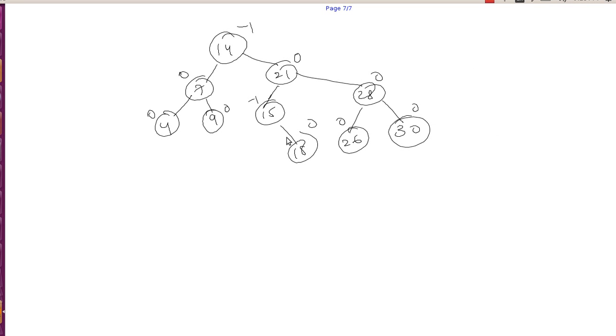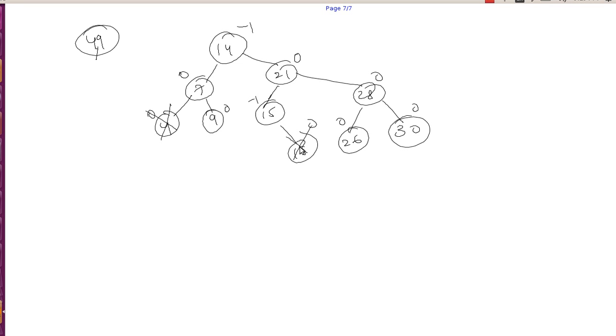So if you delete the element 18, there is no modification to the tree. Okay, the tree will be balanced for you. Next, let us delete element 4, then we delete element 9. So delete the element 4. You don't have any modifications to your tree because the tree will be balanced for you.